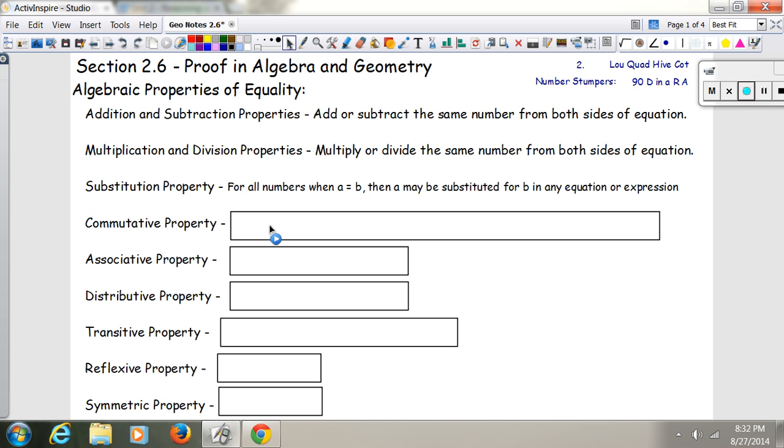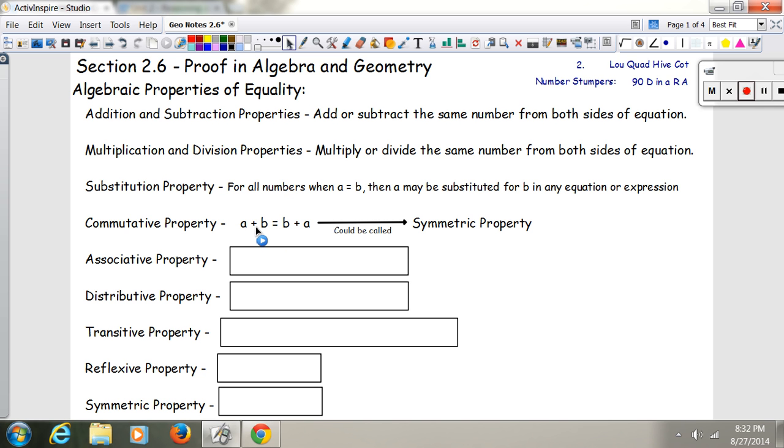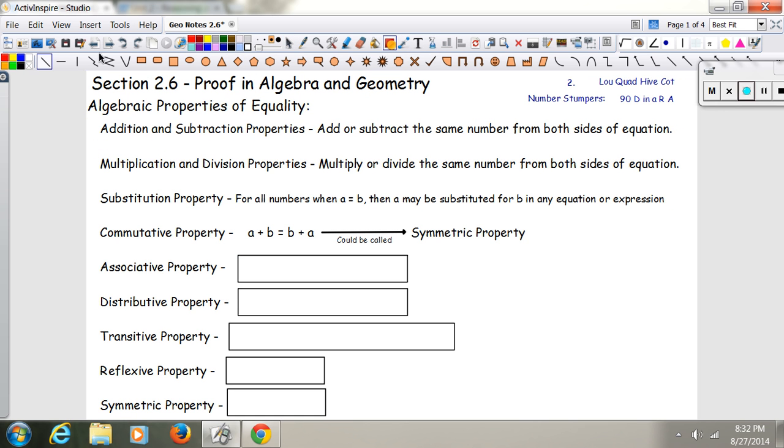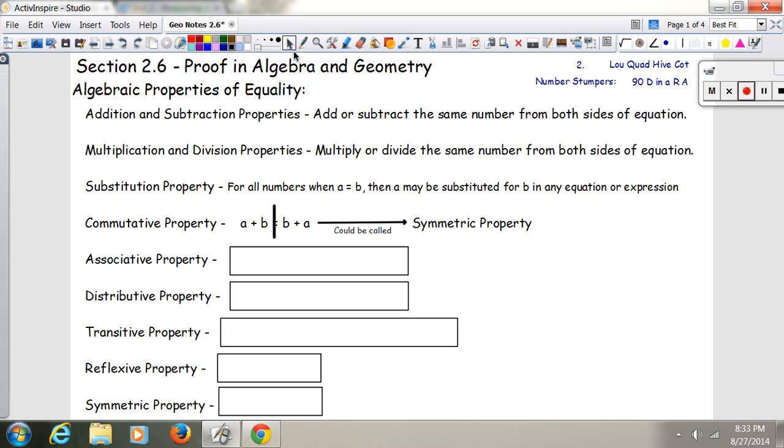Commutative property is when you move the numbers around. So A plus B is the same as B plus A. And we could also call it symmetrical property, because if I was to draw a line straight down here, which you can't see because it's white, we'll make it black, and you were to fold the paper on that line, B would land on top of B and A would land on top of A because it would be folded. So this is called symmetrical, where one would land on top of the other. So we could also call it the symmetric property. Let's get rid of that line.